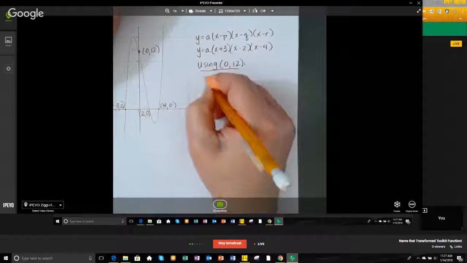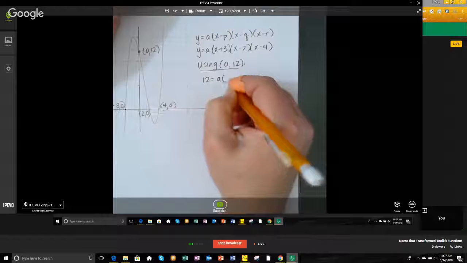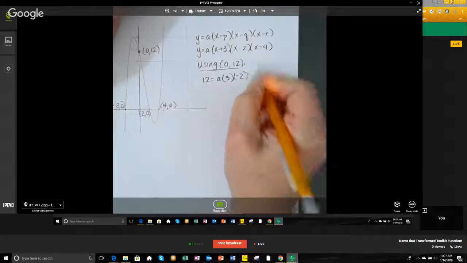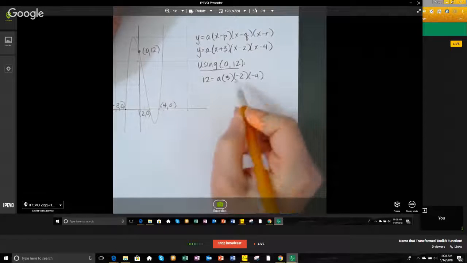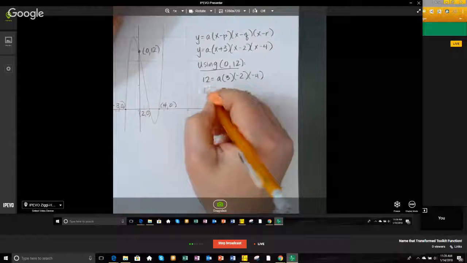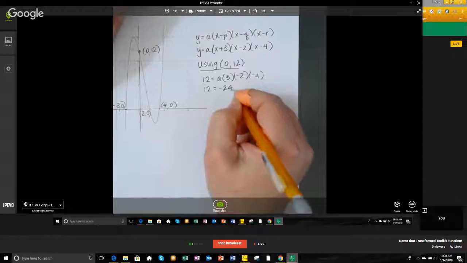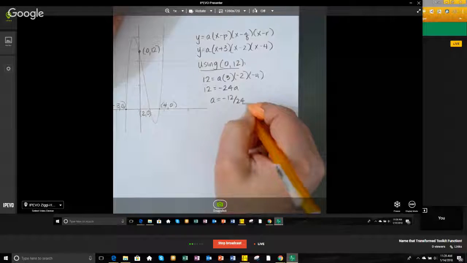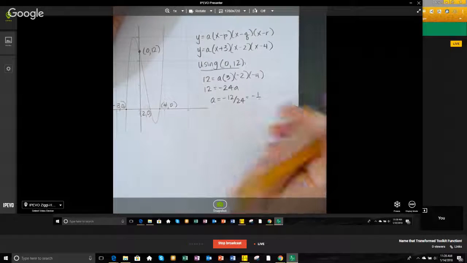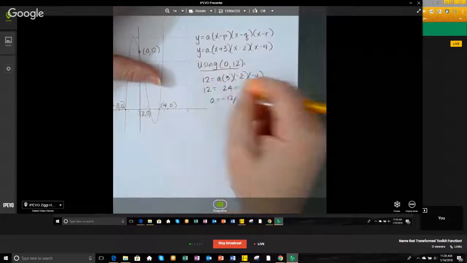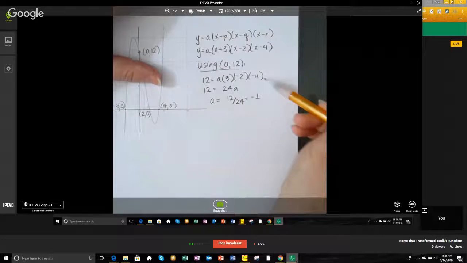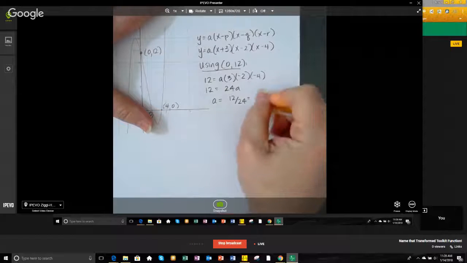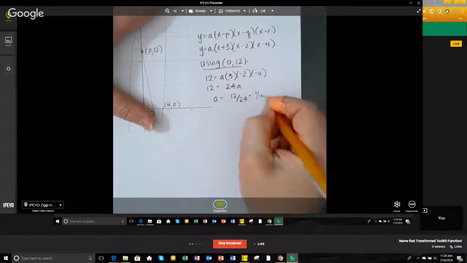So we know that y is 12, so 12 equals a times, well, when x is 0, we just get 3 times negative 2 times negative 4. And if we multiply 3 times negative 2 times negative 4, we get 12 equals negative 24a. A equals negative 12 over 24, or negative 1/2. Or I'm sorry, that shouldn't be negative. It should be positive, right? Because a negative times a negative is a positive. Got to watch out for my signs there. So that's equal to 1/2.